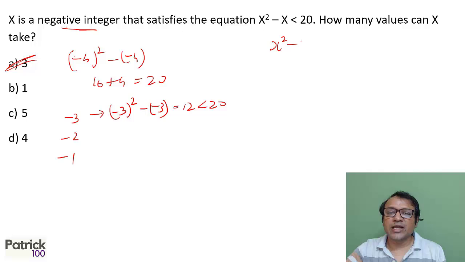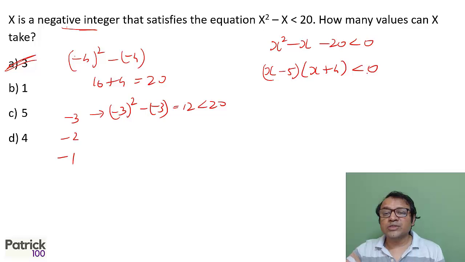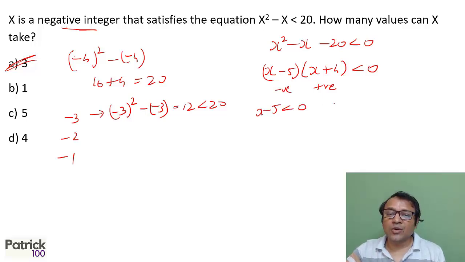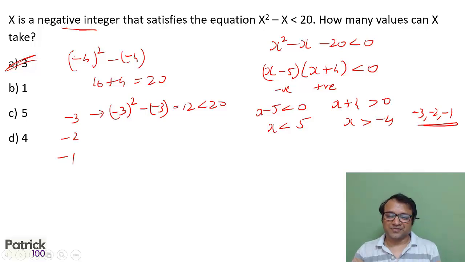Second way, solve the equation x square minus x minus 20 less than 0. If you break it up, you get x minus 5 and x plus 4. 4 5s are 20, and minus x you break up as minus 5x and plus 4x. Now when the product of two terms is less than 0, one is positive, one is negative. The bigger one will be positive, the smaller one will be negative. So x minus 5 will be less than 0, x plus 4 will be more than 0. Or x is more than minus 4 and x is less than 5. I want negative integer values. So minus 3, minus 2 and minus 1 will satisfy, 3 values.